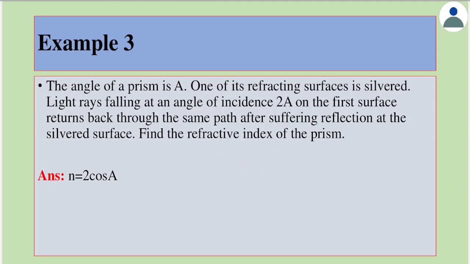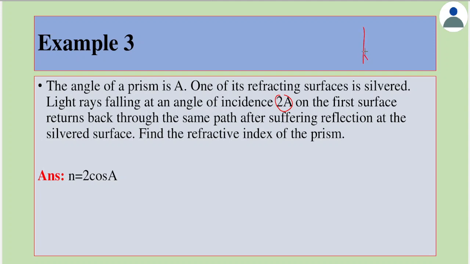Example 3 says the angle of a prism is capital A. One of its refracting surfaces is silvered. Silvered would mean that the light ray would reflect. Light rays falling at an angle of incidence 2A on the first face return back through the same path after suffering reflection at the silvered face. So it says that the light falls on the second face, which is silvered. The light would retrace its path.